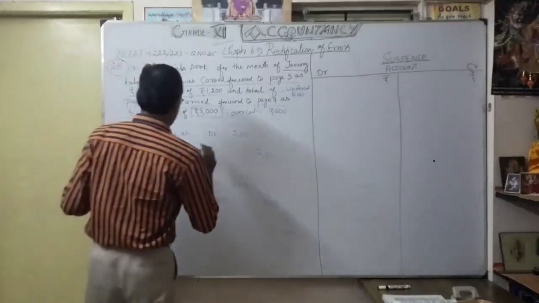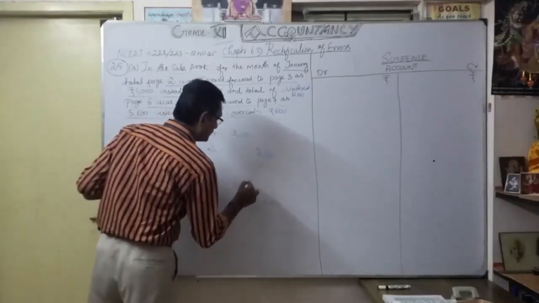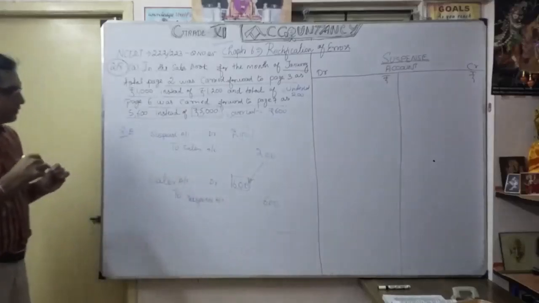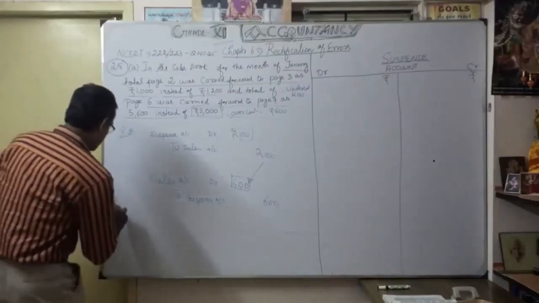Anyway, instead of 2 entries you can do 1 entry, because the net effect is that sales account needs to be reduced. Instead of 2 entries, one for the undercast and another for the overcast, what is the final rectification entry?